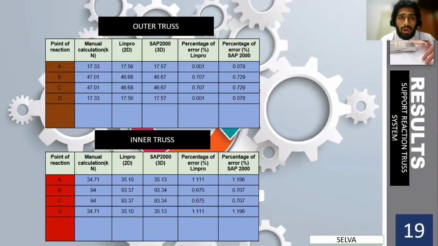The values between LimPro and SAP are almost very close. So it shows that the software's calculation is more accurate when compared to the manual calculation.